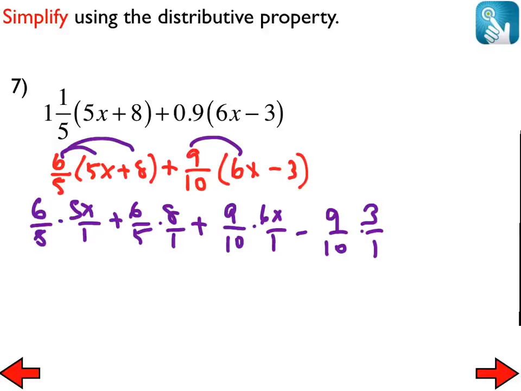Anything we can cross divide? Yes, this is a 5. Anything else? 6 and the 10. Anything else? Nope. Okay, so now let's multiply. What is 6 times x? 6x plus, what's next?